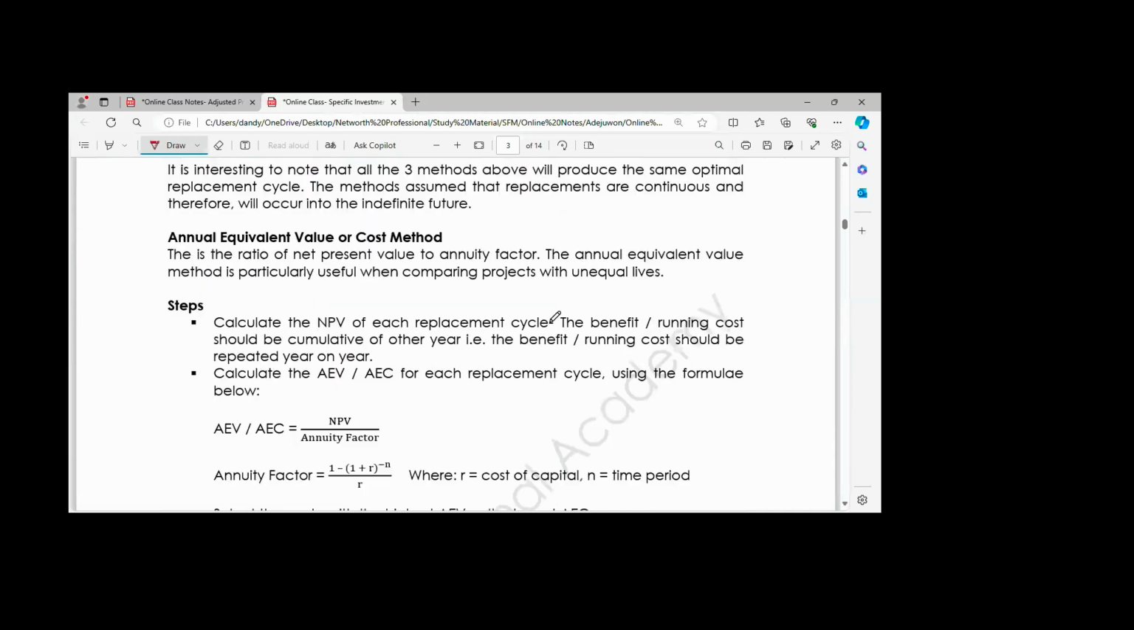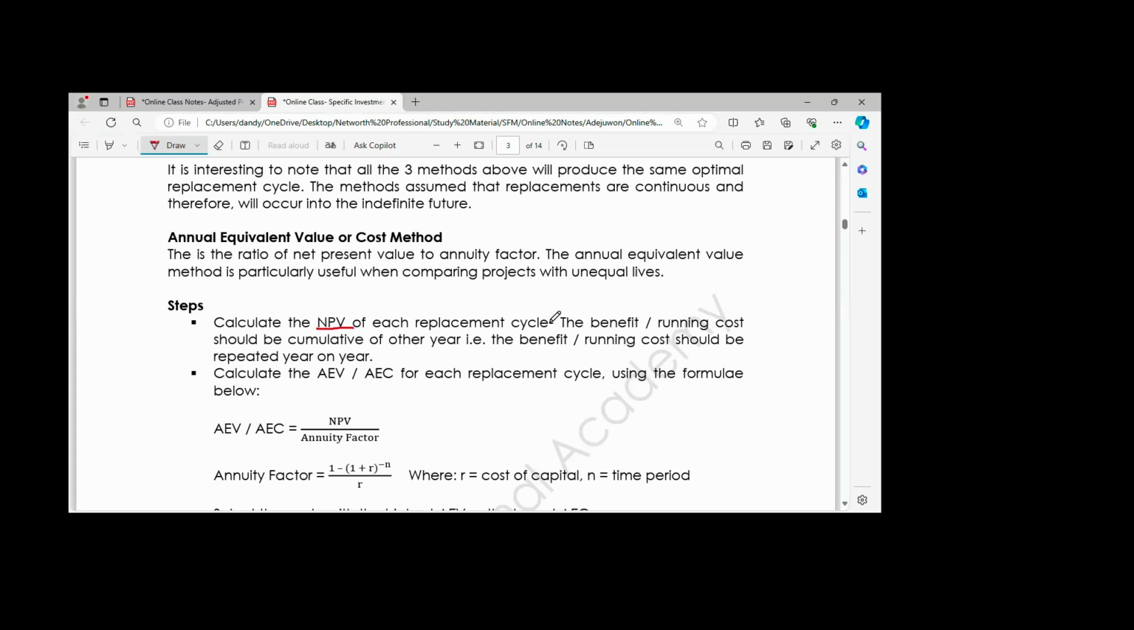Therefore, when you want to determine the optimal replacement strategy using the annual equivalent value or cost method, there are about three procedures you are supposed to carry out. The first procedure is to calculate NPV for each replacement cycle. For this purpose, as you are moving to the following year, you are supposed to be cumulating or repeating the net cash flow.